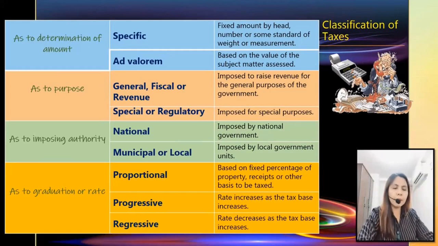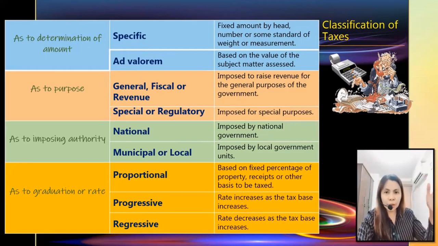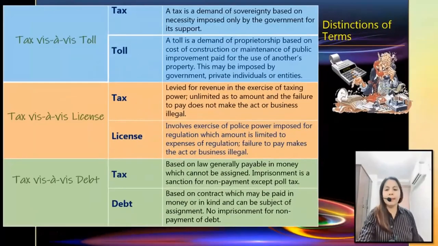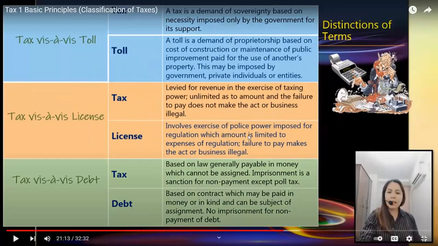Still consistent with the progressive system of taxation, ability to pay. Because if you have more, proportionally, your tax will also be higher, diba? Now, progressive, the rate increases as the tax base increases. Individual income tax, that is progressive. Okay, regressive, the rate decreases as the tax base increases. Okay. So that is for our classification of taxes.